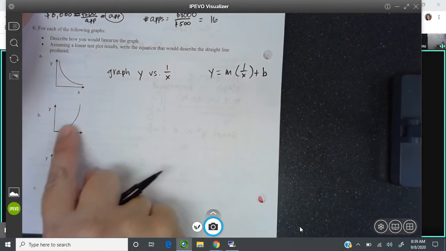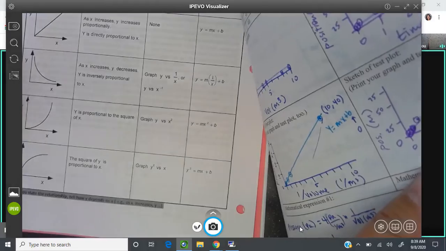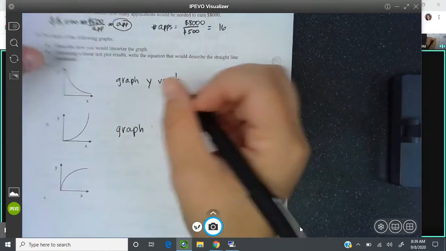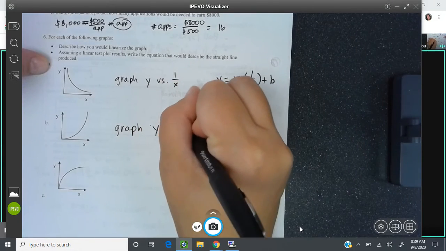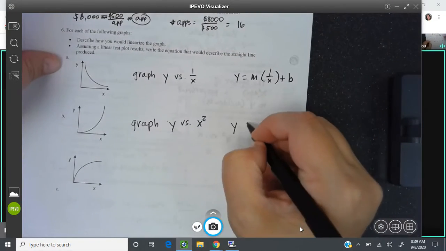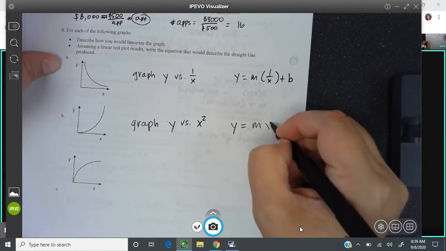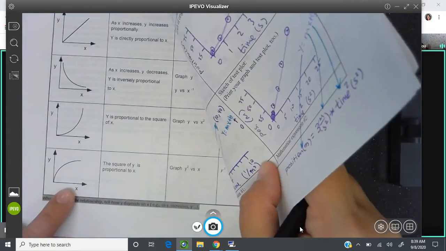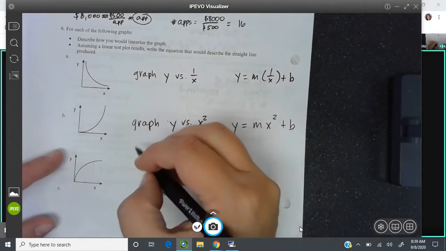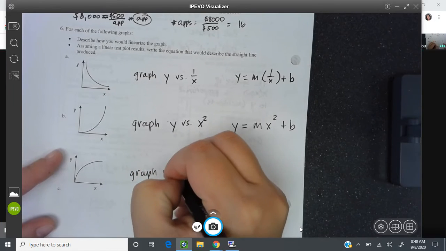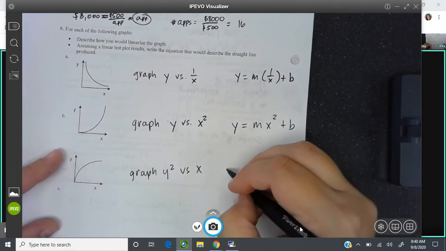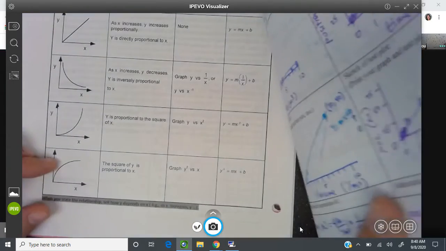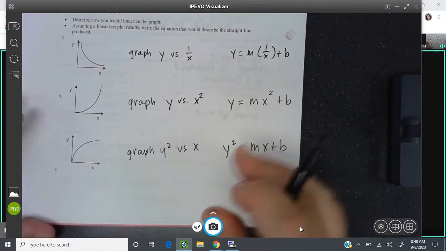Next one, curves up away from the origin. I need to graph y versus x squared. And my equation then is going to look like y equals slope times x squared plus b. Lastly, curve down at the bottom, I would need to graph y squared versus x. And my equation is going to be y squared equals mx plus b. Do you guys have any questions about those?